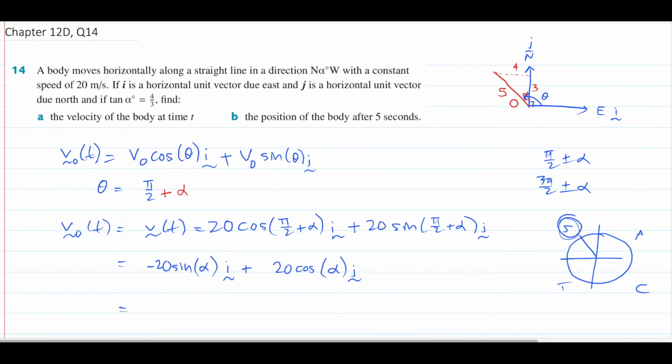What is sine alpha? We know that tan alpha is 4 over 3. Sine alpha will be opposite over your hypotenuse, right? So that is negative 20 multiplied by 4 over 5, and then i, and then plus your 20 multiplied by cos right here. So what's cos? That's 3 on 5, okay? So 3 on 5, and then close your bracket j.